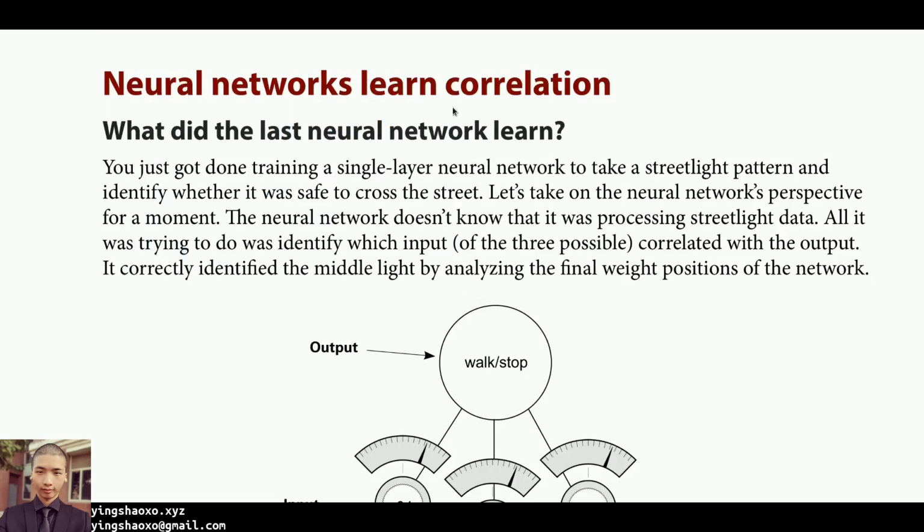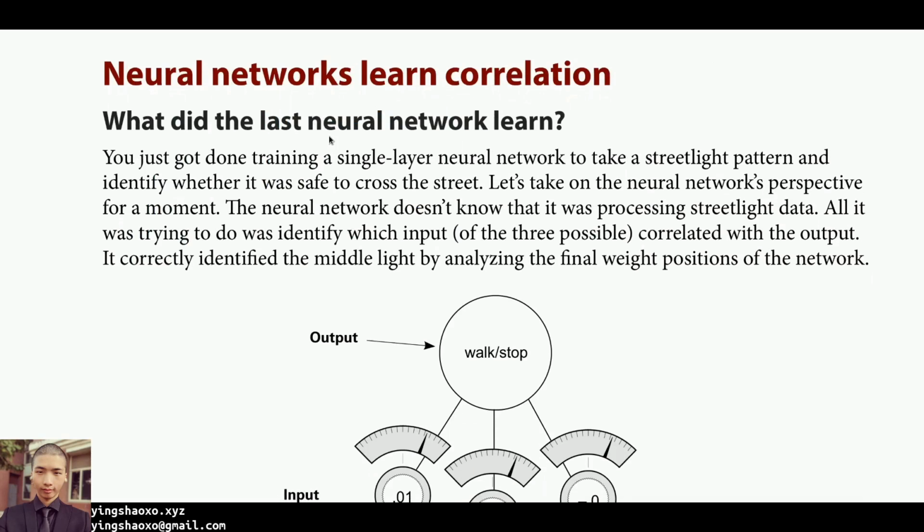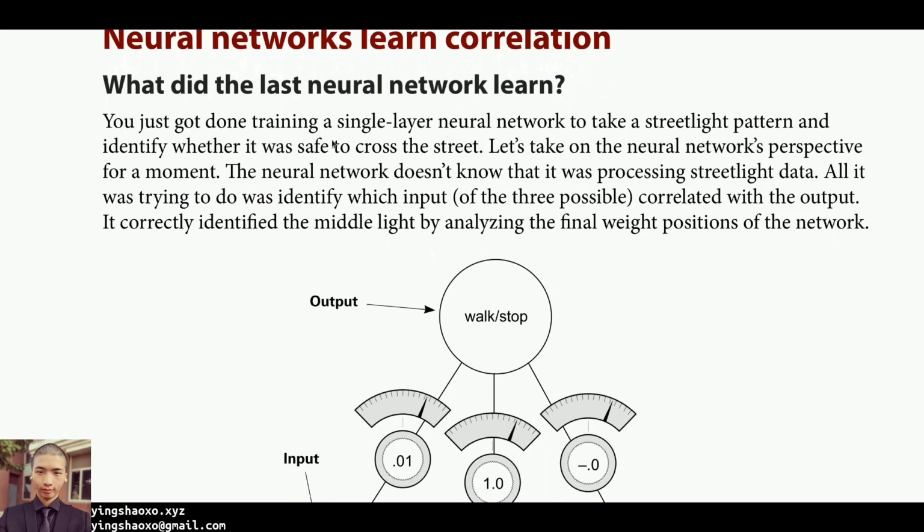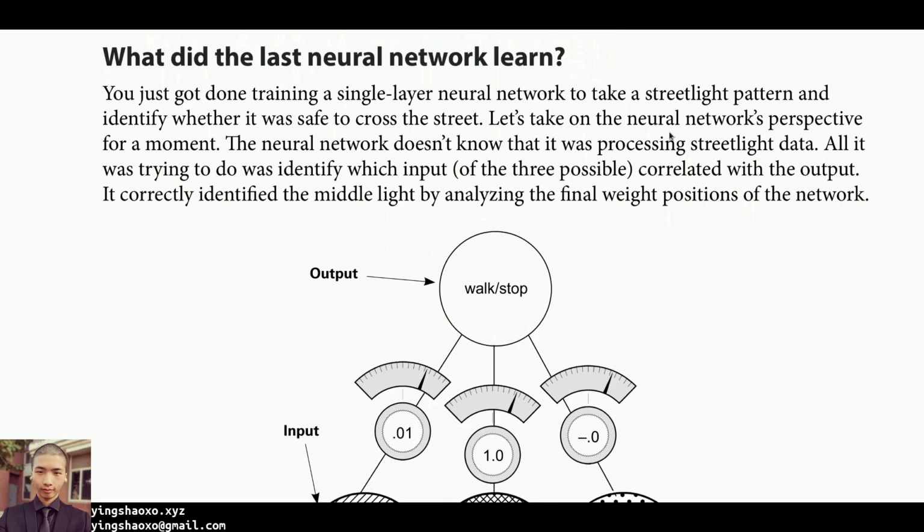Neural networks learn correlation. What did the last neural network learn? You just got done training a single layer neural network to take a straight line pattern and identify whether it was safe to cross the street. Let's take on the neural network's perspective for a moment. The neural network doesn't know that it was processing streetlight data. All it was trying to do was identify which input of the three possible correlated with the output.